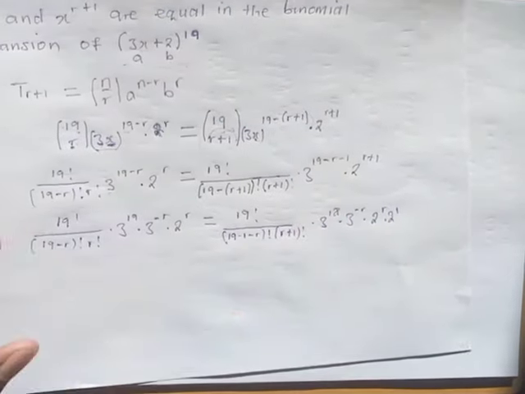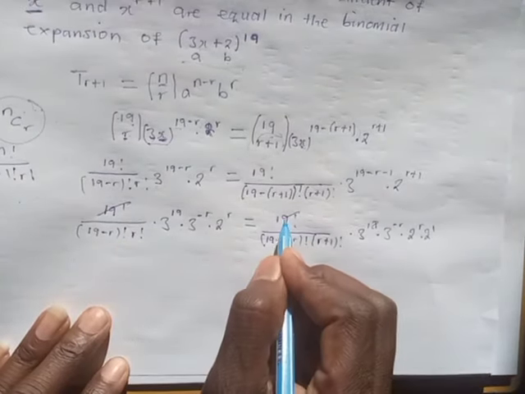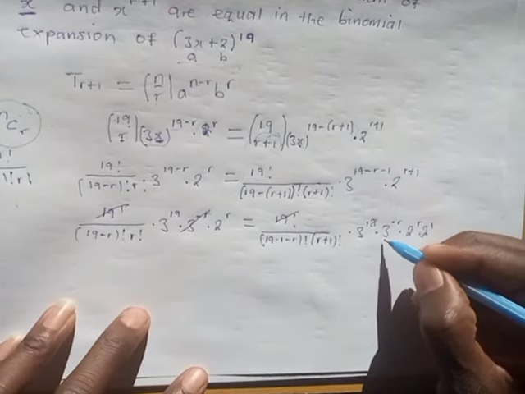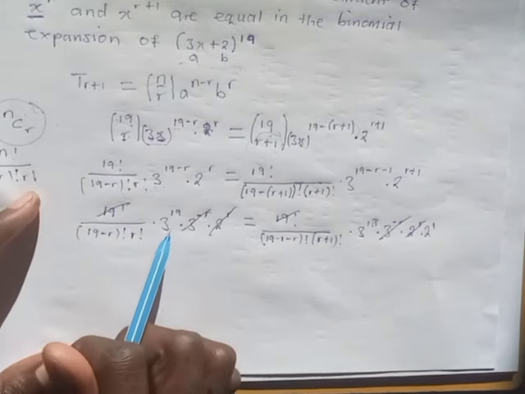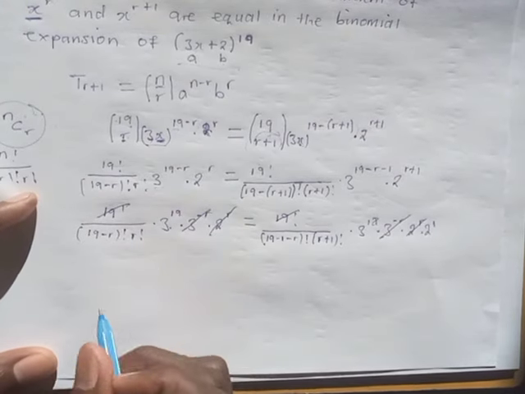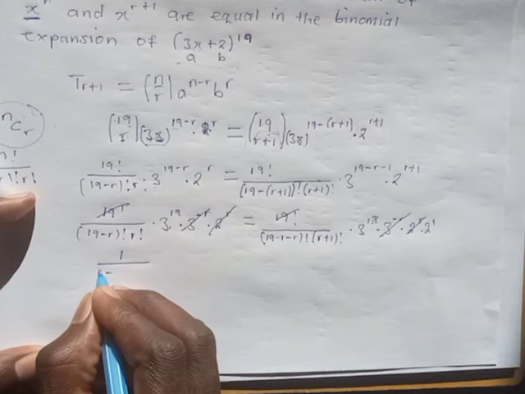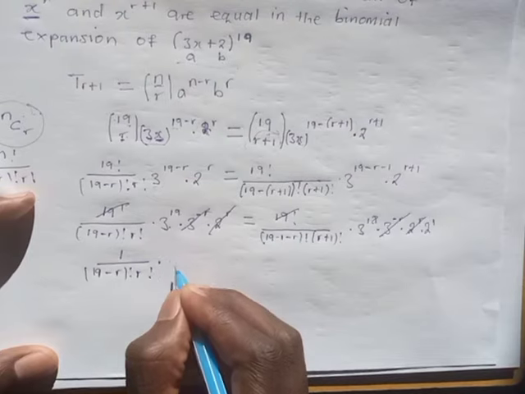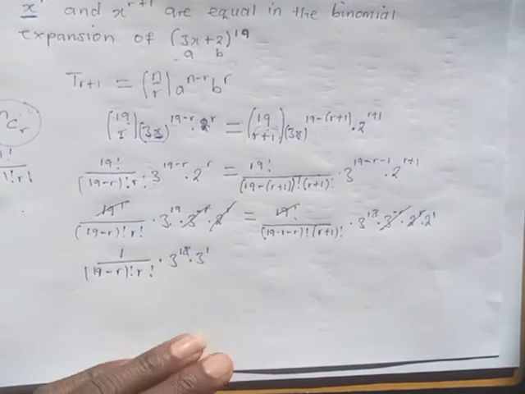Here where we are, I'm kind of asking for attention. Let's try to cancel out what is common on both sides. You remove this, remove that, you remove this, we remove that, remove that, we remove that. Do you know that this can also be reduced? Yes, we can reduce this one. How? We are going to have 1 over 19 minus r factorial multiplied by 3 to the power of 18 dot 3 to the power of 1. That's how you can reduce this one.